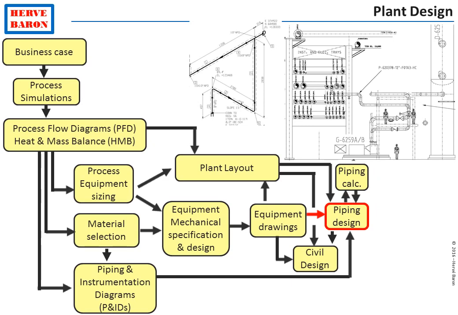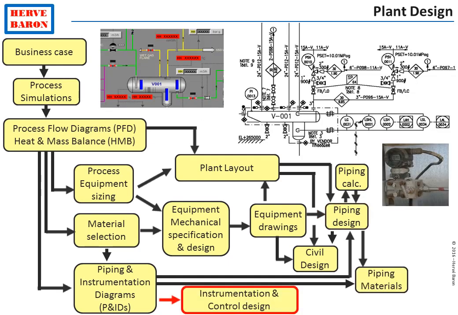Before piping construction drawings, i.e. isometric drawings, can be issued, information is needed from equipment vendors about the precise position of equipment nozzles. The piping and instrumentation diagrams define precisely the instrumentation and control. Therefore, they are also the basis for the instrument and control engineer to specify and purchase the field instrumentation as well as the control system.